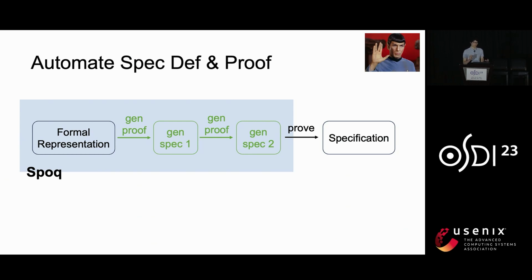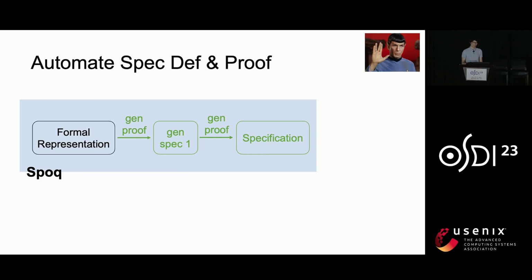So here, what Spoq does is try to generate a sequence of intermediate specifications with best effort, and generate proofs showing that all those intermediate specifications are equivalent to the code, so that it can reduce the gap between the code and the specification. Then, instead of directly proving the code satisfies the specification, the user can now prove the intermediate specification satisfies their own specification. That will be much easier.